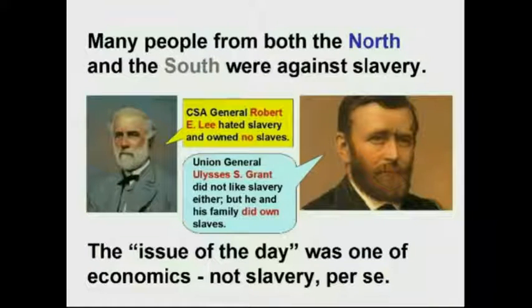Now, it should be made clear that slaves existed in both the North and the South, and there were many on both sides who felt slavery was wrong. For example, Robert E. Lee, the Confederate general, hated slavery and owned no slaves. General Grant, the Union general, hated slavery as well, but both he and his family owned slaves. Slavery was a matter of economics. By and large, citizens of the U.S. at that time did not want to or wouldn't do the work on the farms at the pay offered. This is akin to today, where illegal immigrants are needed to do the work that Americans will not do at a pay rate below what Americans will accept.